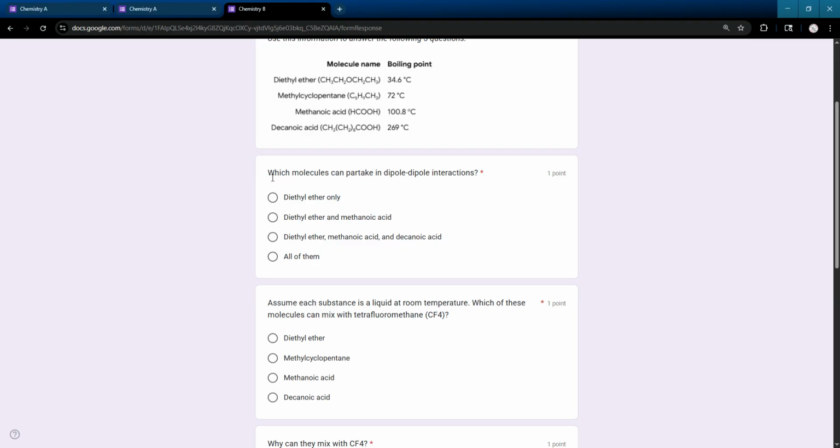Which molecules can partake in dipole-dipole interaction? Dipole-dipole can, I think, all these top three can participate in the dipole-dipole.